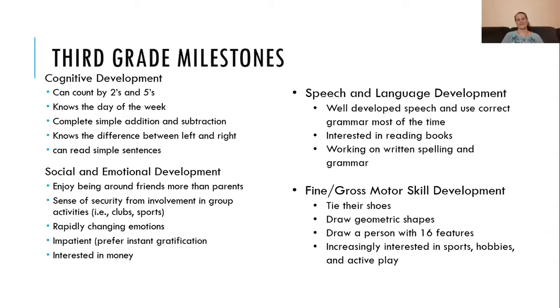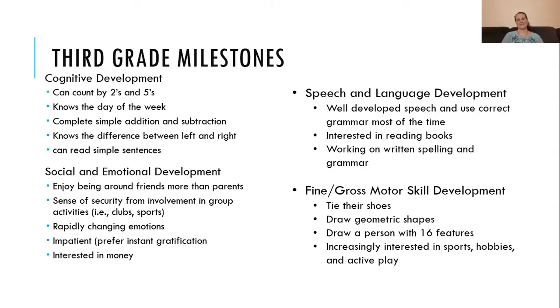Socially and emotionally, they should want to enjoy being around their friends a little bit more than being around their parents. Of security in involvement in group activities, so being on a sports team, being in different clubs. So feeling comfortable. At this age, we see rapidly changing emotions. So one second they might be really happy and cheerful. The next second they may be screaming, yelling, crying, throwing. So that's pretty typical for third grade.